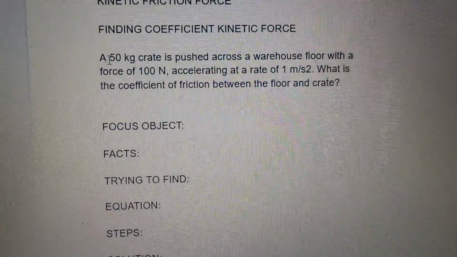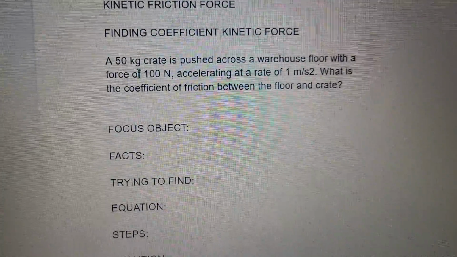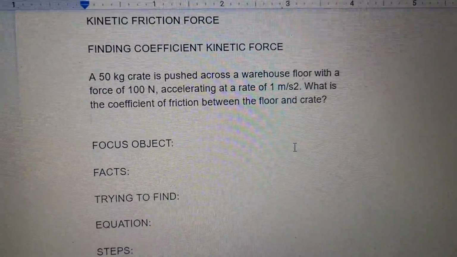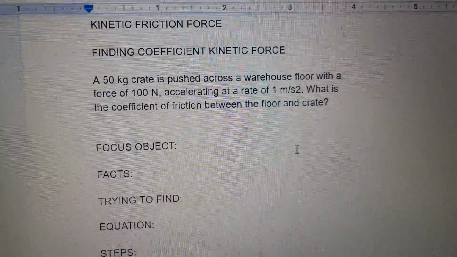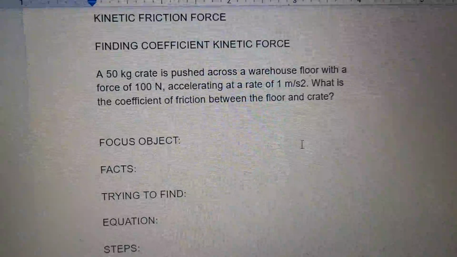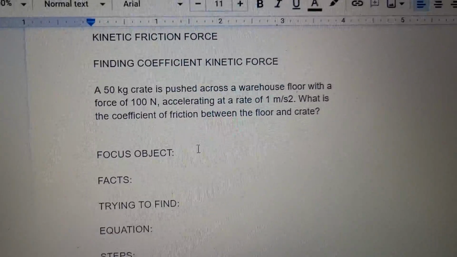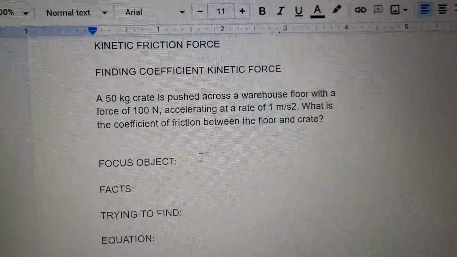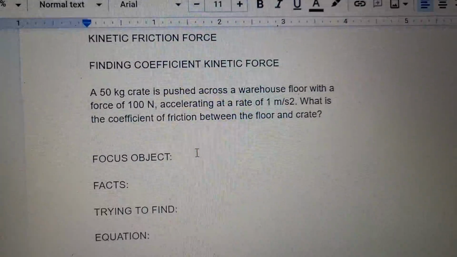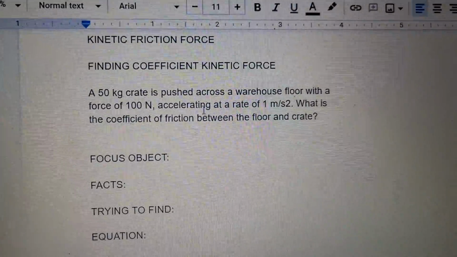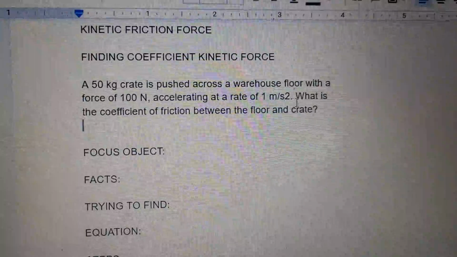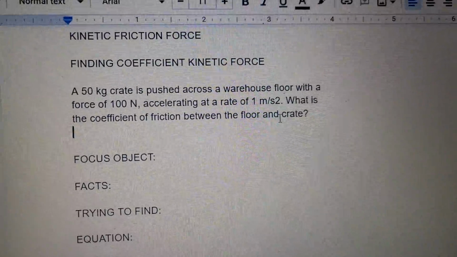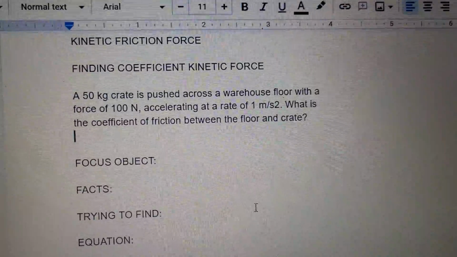So in the problem, we learn a 50 kg crate is pushed across a warehouse floor with a force of 100 Newtons. So right there, I'm imagining a 50 kg crate, and the fact that the net force was already given to us is a huge hint. Okay, so accelerating at a rate of 1.1 meters per second squared. What is the coefficient of friction between the floor and the crate?